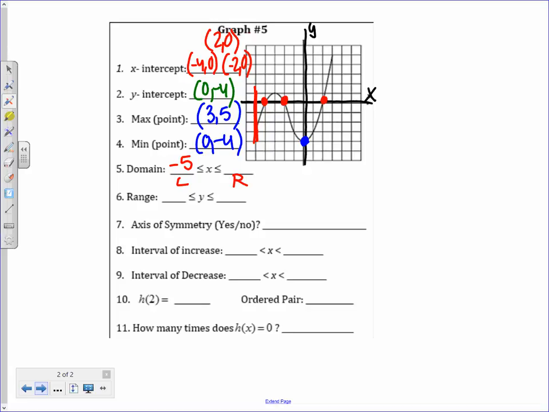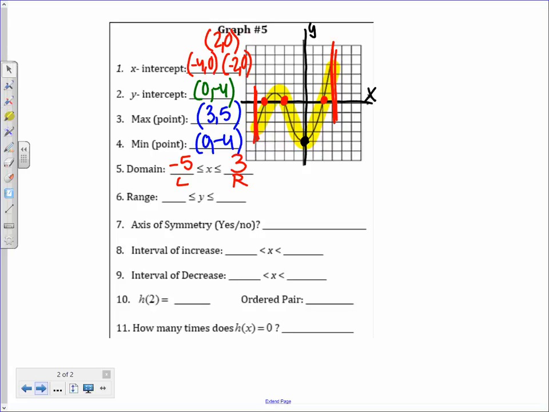So my graph starts at -5, and it goes, and it goes, and it goes until here, which has an x value. I go right until this point. That x value there is at 3. So my domain is from -5 to 3. That's the x values that are under the graph.